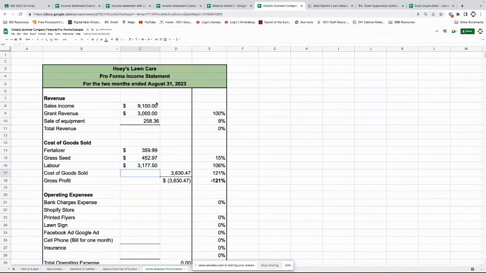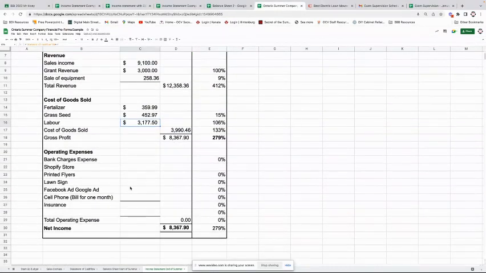So we have our revenue equals SUM, brackets, highlight those things. And then we've got our cost of goods sold, which is equal to SUM, fertilizer, our grass seed, and our labor. Now, for you guys, in terms of things for cost of goods sold, any inventory, anything that you use up when you're delivering your service, for most of it, the big one will always be labor, particularly for any service.